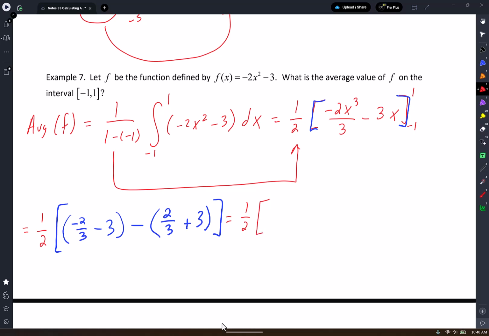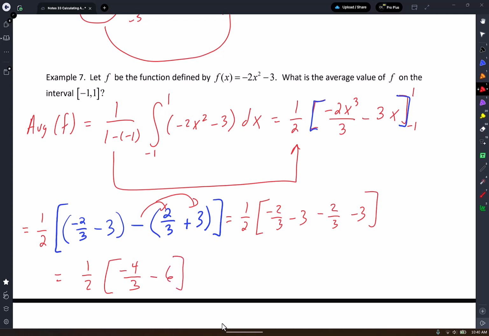Let's see. I'm going to just drop the parentheses down and distribute this negative and see if anything cancels. Negative 2/3 minus 3 minus 2/3. Nope, doesn't cancel. Minus 3. So let's see what that finally is. 1/2 bracket. Negative 2/3 minus 2/3. That's a negative 4/3. And then negative 3 minus 3.